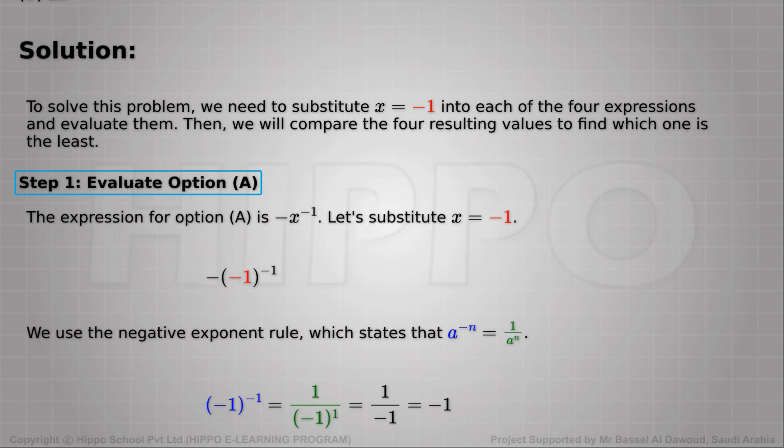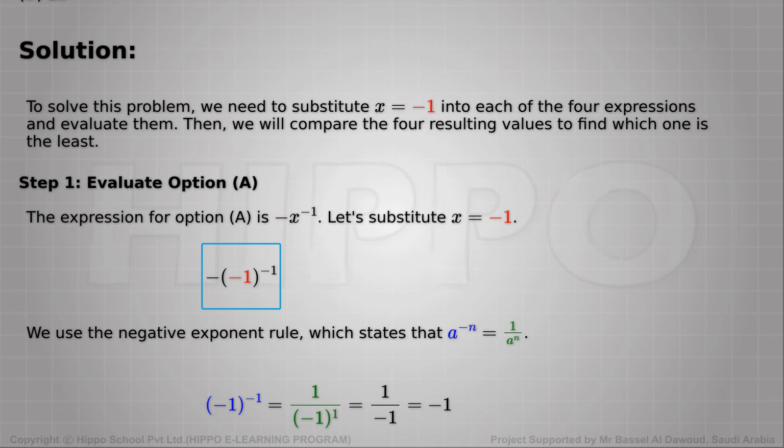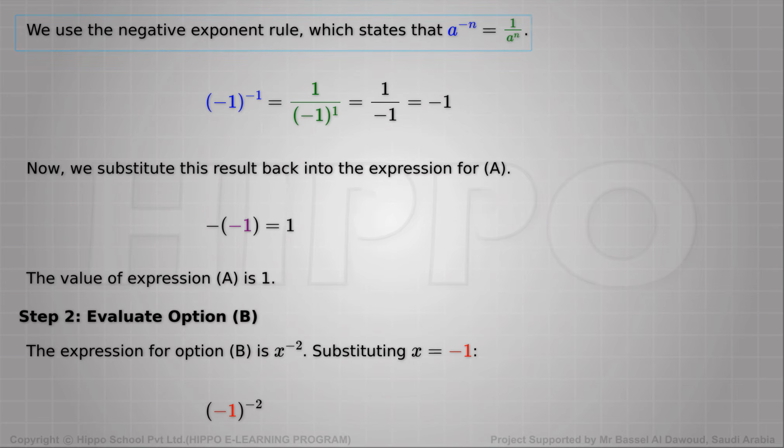Okay, let's begin with option A. As you can see on the screen, the expression is -x to the power of -1. The first step is to substitute -1 in place of x. Be very careful with the parentheses here. We end up with negative open parenthesis -1 close parenthesis to the power of -1. Now we need to simplify this.